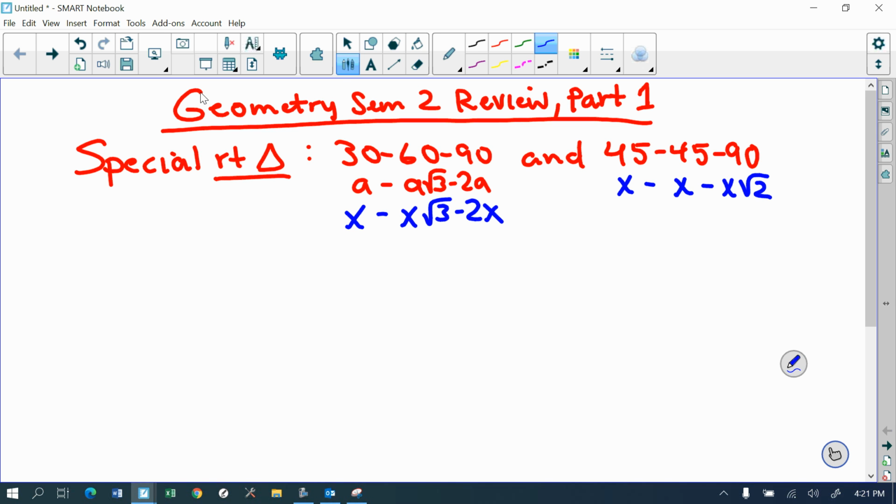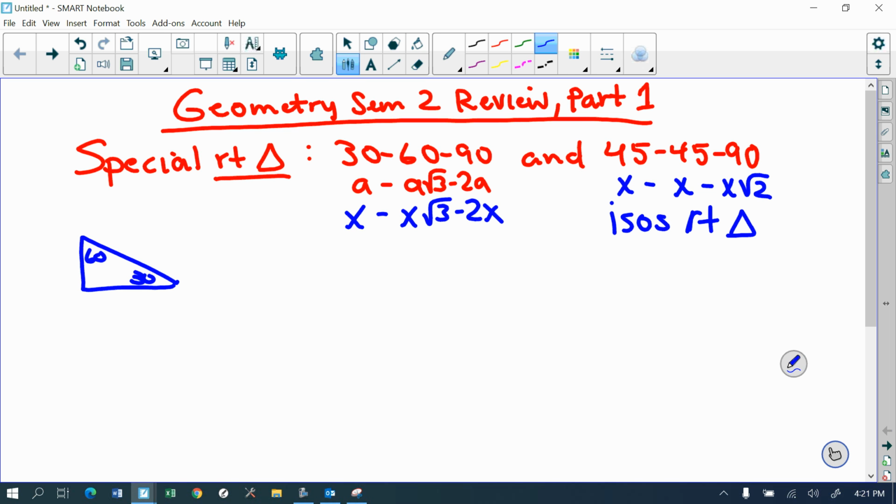On the 45, 45, 90, obviously the 45 and 45 sides are the exact same length. By the way, this is called an isosceles right triangle. You need to know that vocab-wise. So on the DCAS or SATs, if they say isosceles right triangle, you know exactly what kind of triangle to draw, 45, 45, 90. All right, so let's go ahead and look at examples here.